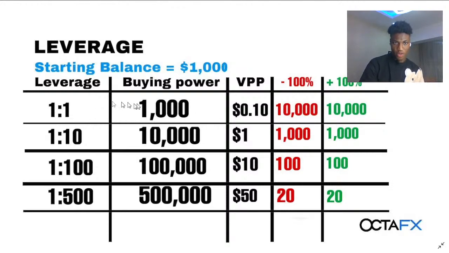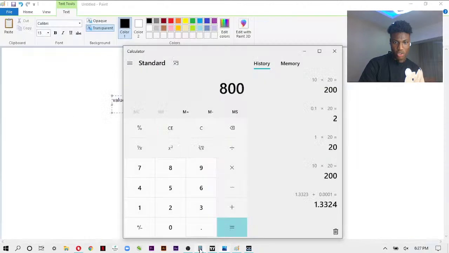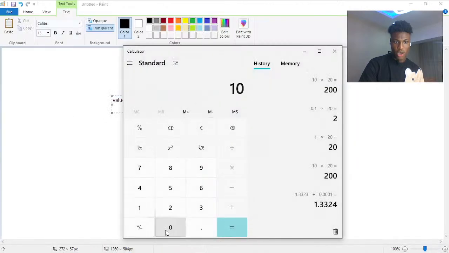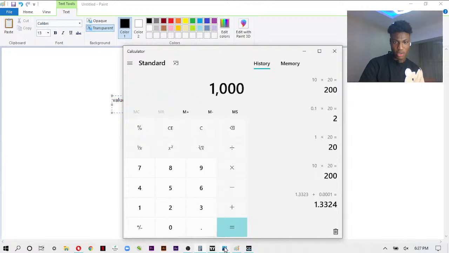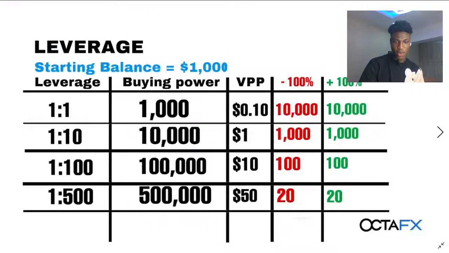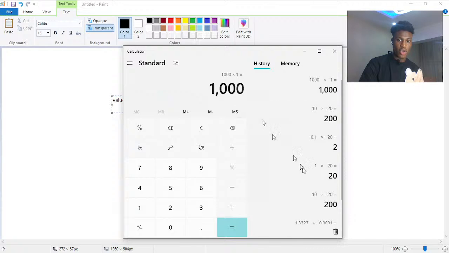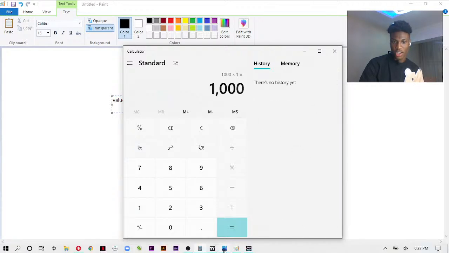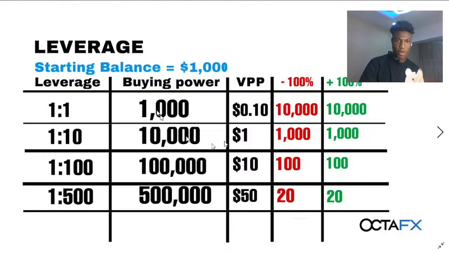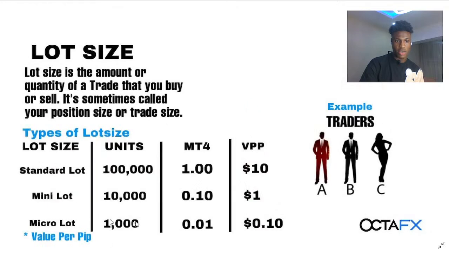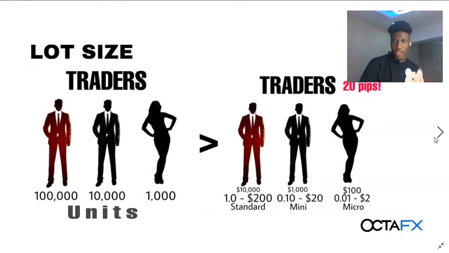So let's start with this. Now, 1-to-1 leverage. Same example, starting balance $1,000. If I have a 1-to-1 leverage, it means I can only use, let's do the calculation real quick, 1,000, which is my starting balance, multiplied by 1. I only have 1,000 units. Now, remember, the value per pip for 1,000 units is 10 cents.